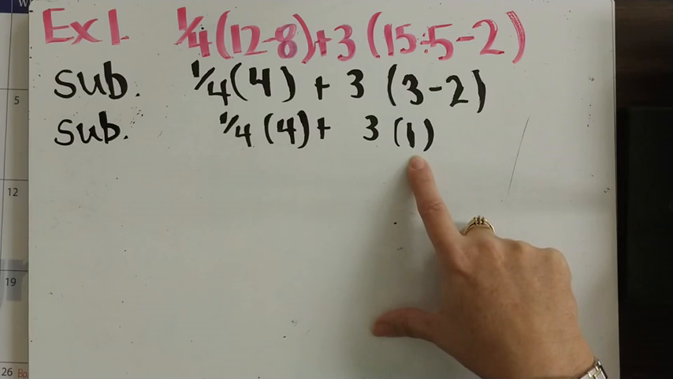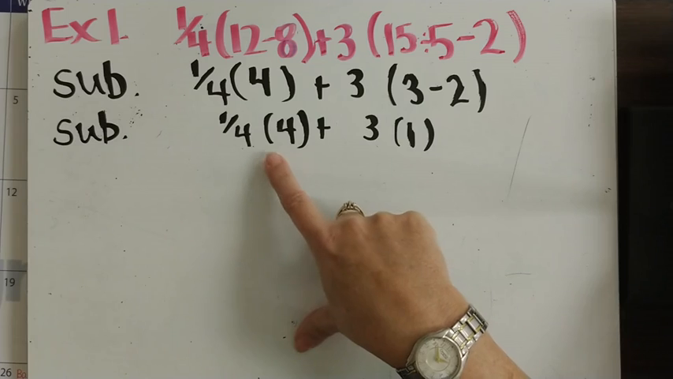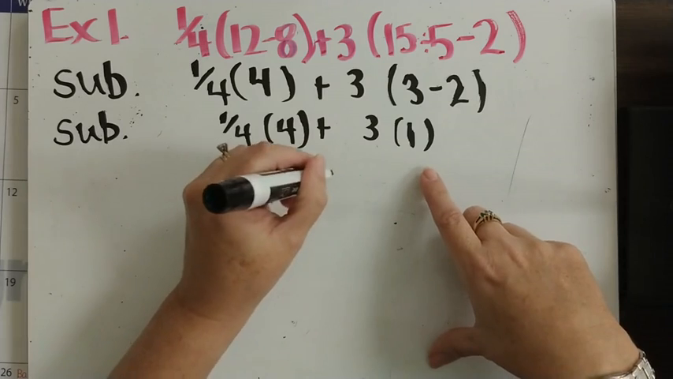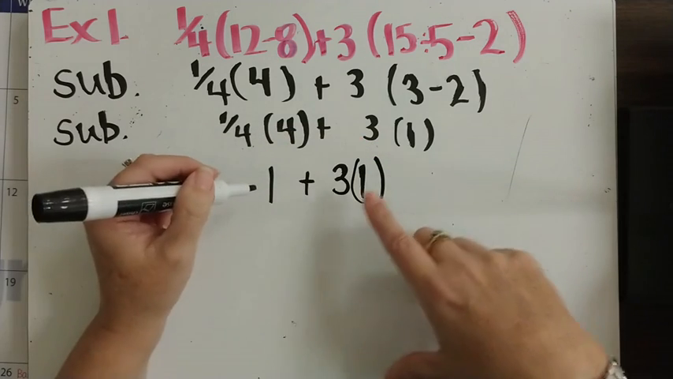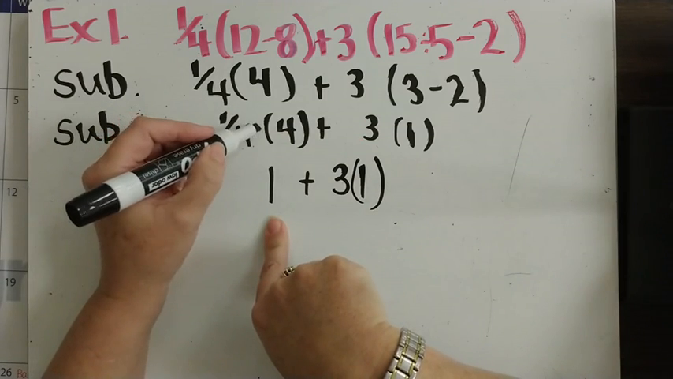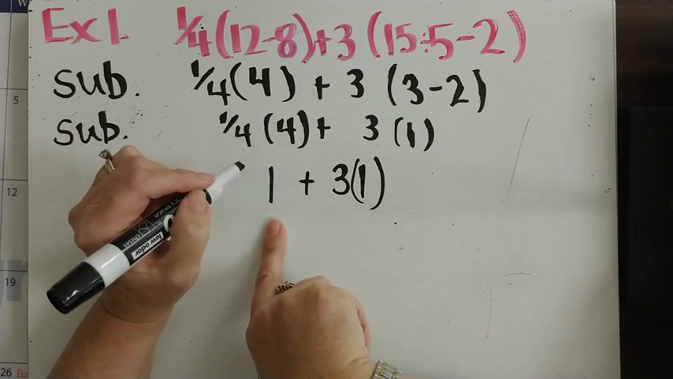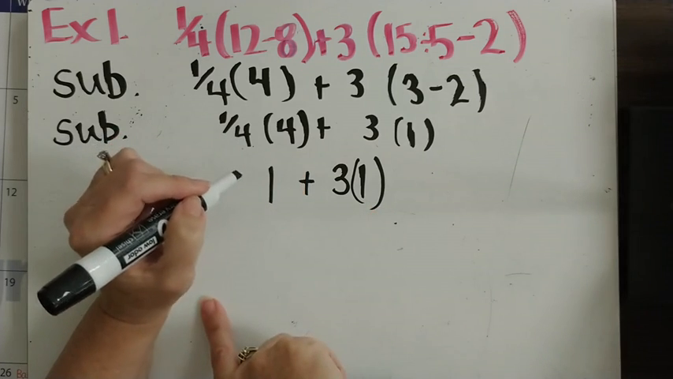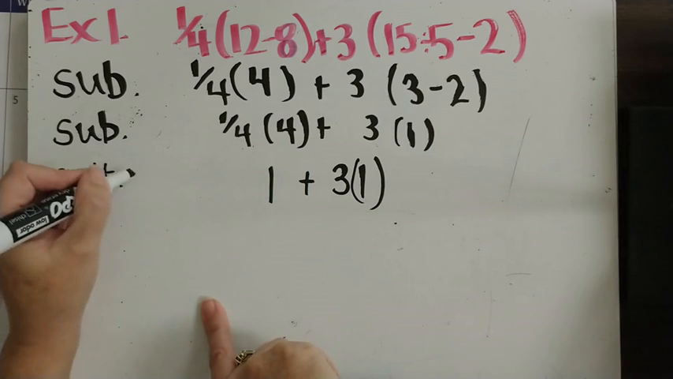Next, we have multiplication. If we work from left to right, let's do this one first. 1/4 times 4 gives you 1. Bring down the rest. And what property did we use to get 1? Well, if you look, we're multiplying here, so it's some kind of multiplicative property. And what multiplicative property says if you multiply reciprocals of each other, you get 1? Multiplicative inverse.